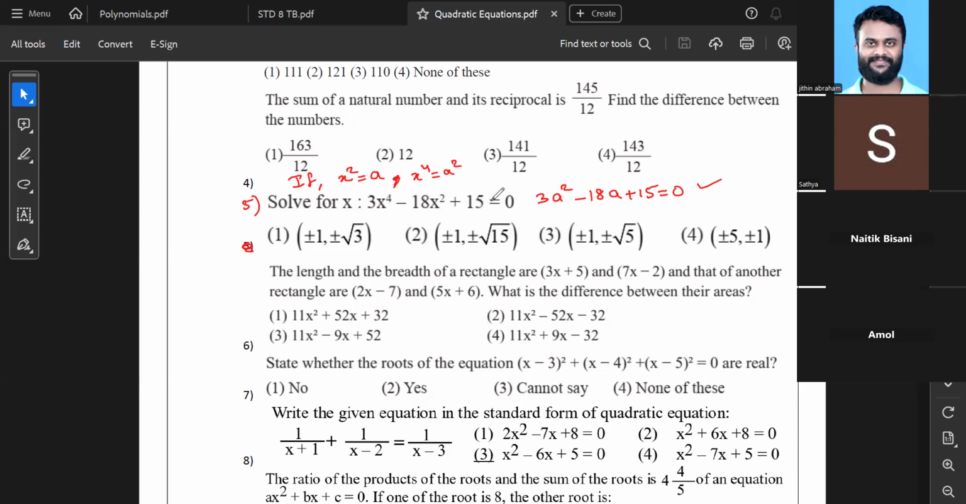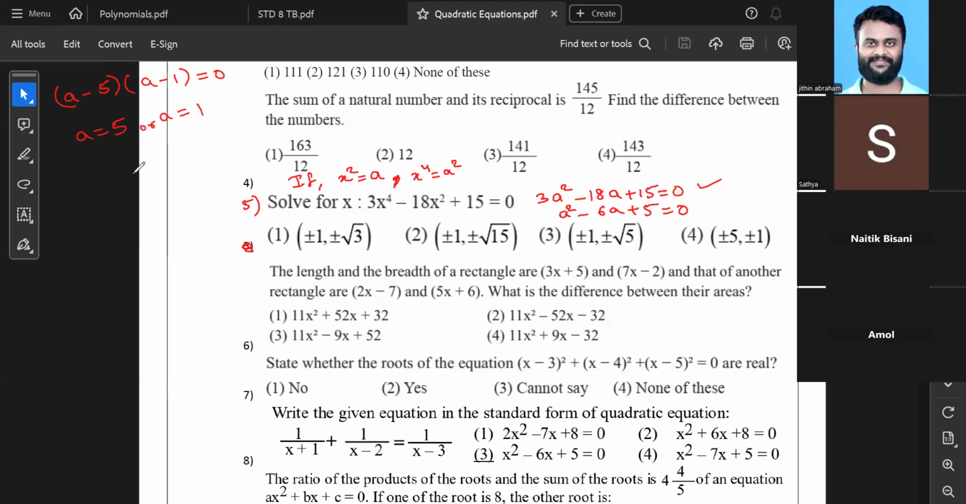So whenever you find such kind of problems, please do this to solve it. Now, again, in this case, all the numbers are divisible by 3, so I'll divide everything by 3. This will give me a square minus 6a plus 5 is equal to 0. Now, again, the principle remains the same. The product should be equal to 5 and the sum should be equal to minus 6. And that is nothing but minus 5 and minus 1. These are the factors. And that gives you a is equal to 5 and a is equal to 1.